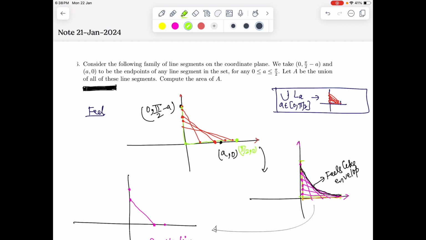We need to solve the problem. Let's get a feel of this problem and see what exactly it demands from us. They are talking about area A, so that's the keyword. And we have a family of line segments. So first we need to comprehend why this represents a family.